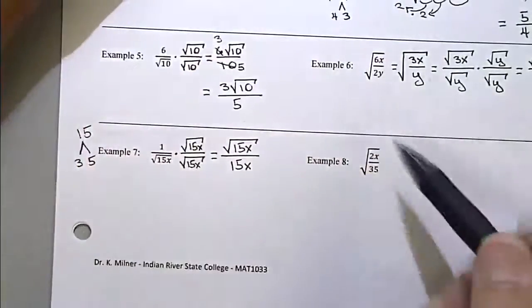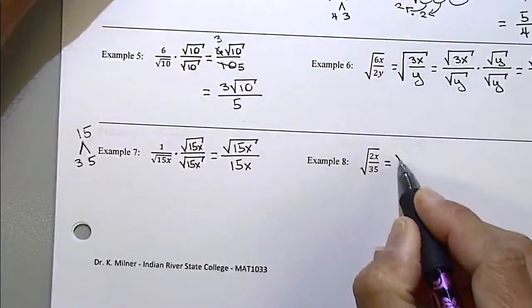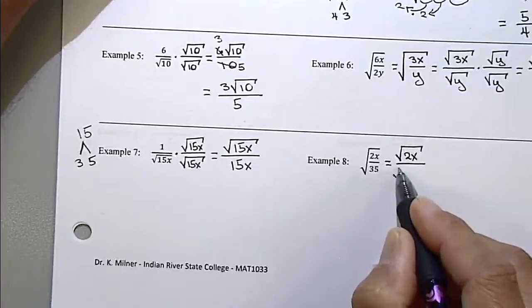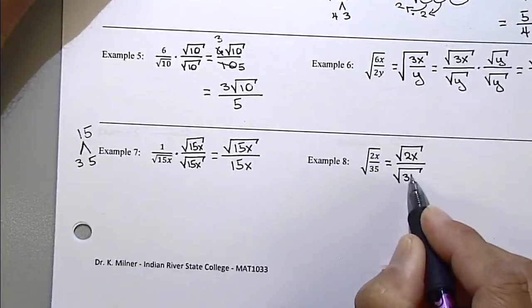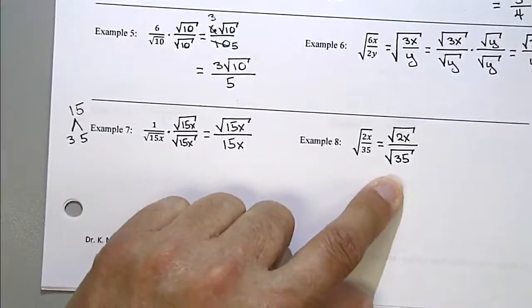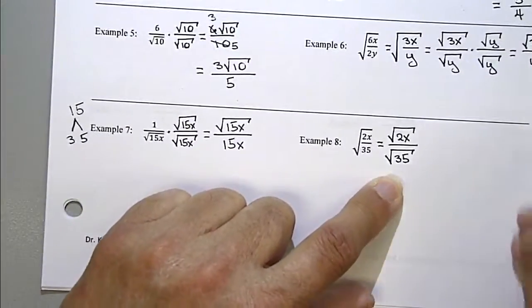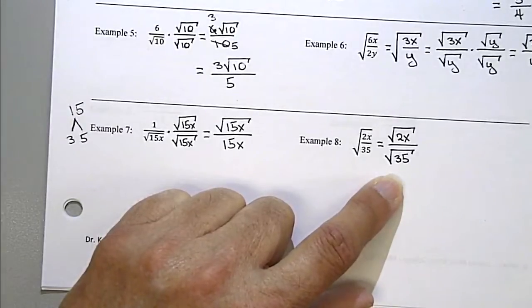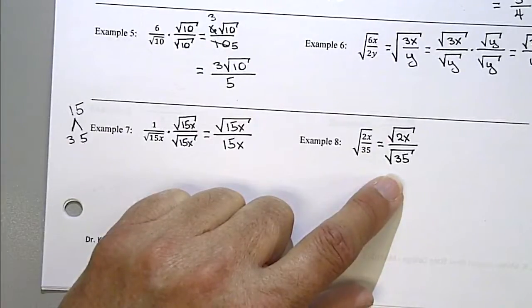So the only thing I can do is split it into two separate radicals and see if I can fix it here. Are there any perfect squares inside 35? Well, I don't know. But if I factor it, it factors into two prime numbers, doesn't it? So it factors into 5 times 7. There's no perfect squares in 35. I'm stuck with the square root of 35.